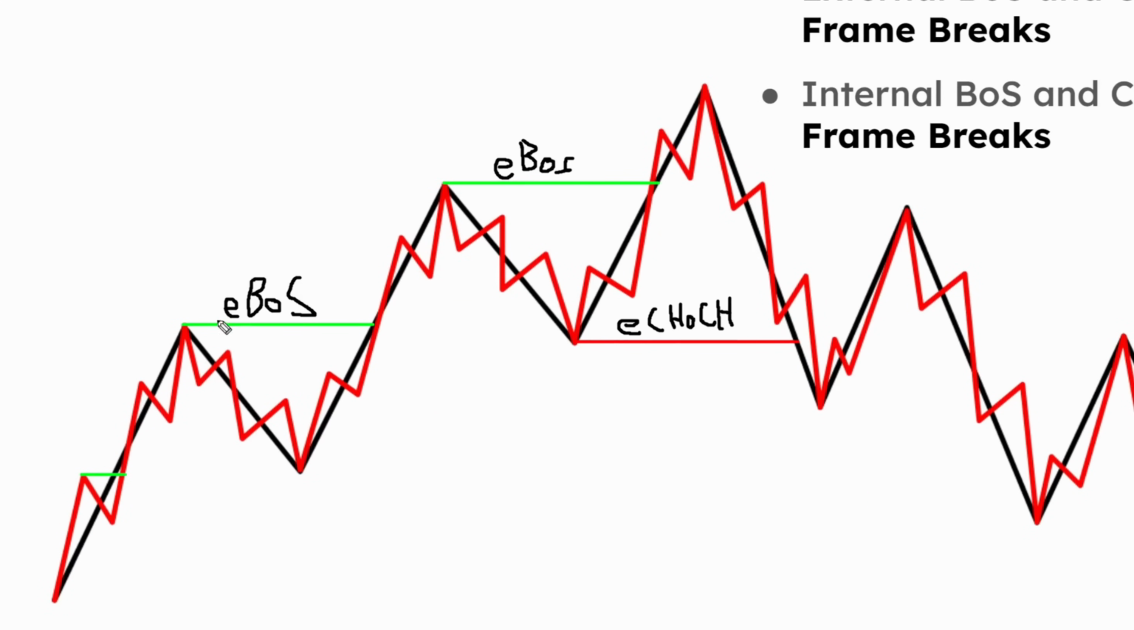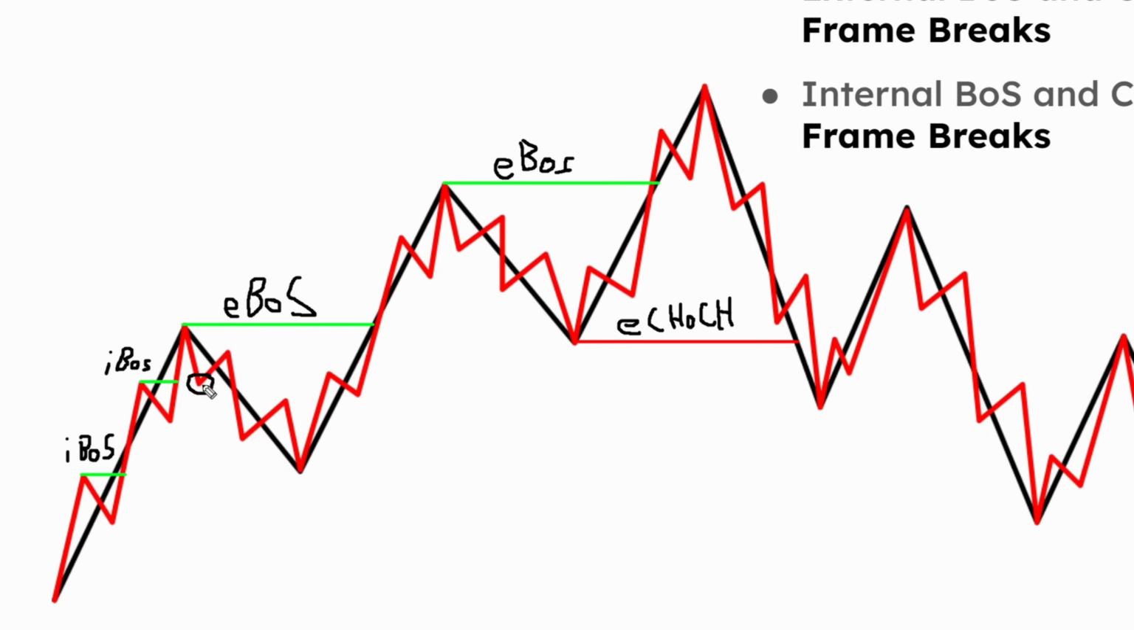Well, since the 1 hour chart is currently in an uptrend, when we break to a new high, this right here is a break of structure, right? And because this is on the low time frame, we call this an internal break of structure. Right here, the price once again breaks to a new high, so we have another internal break of structure.